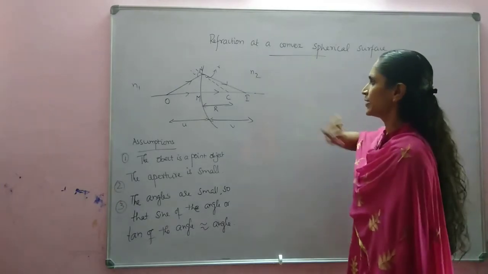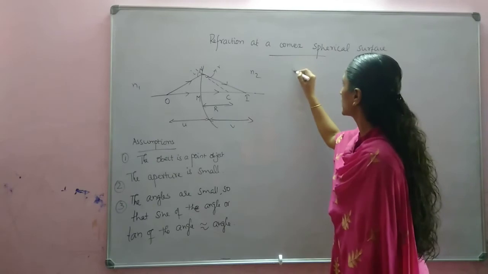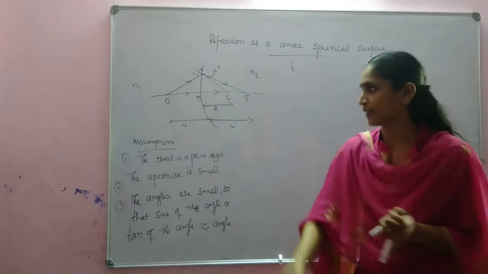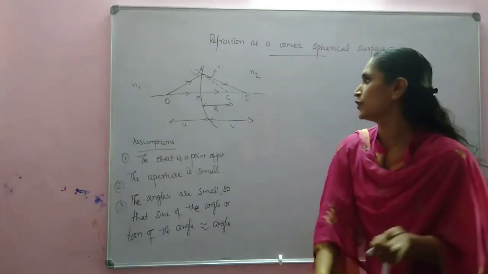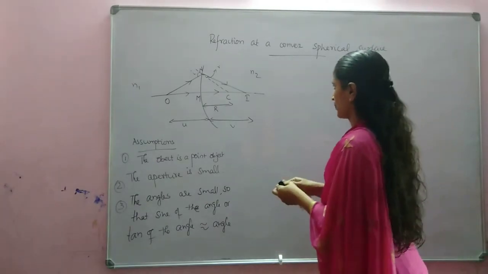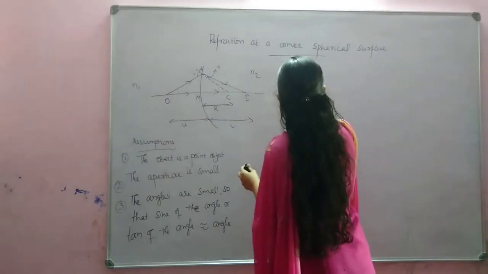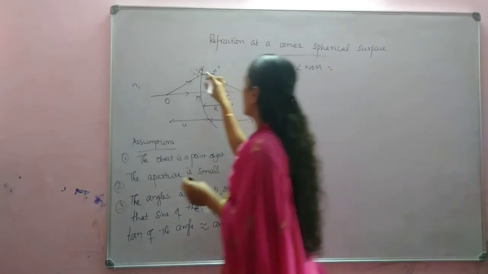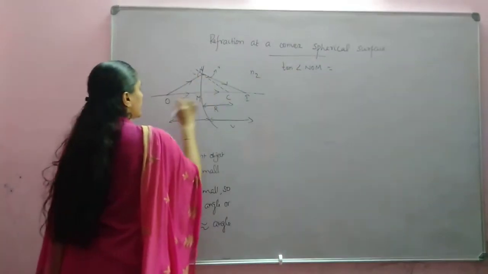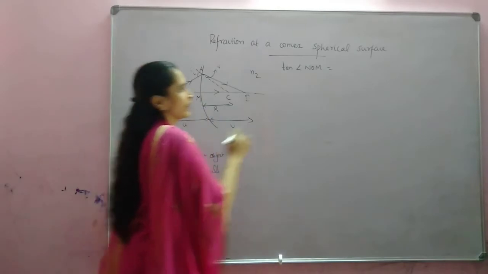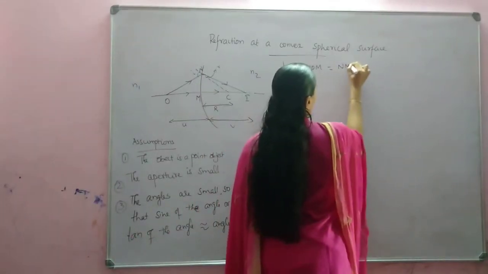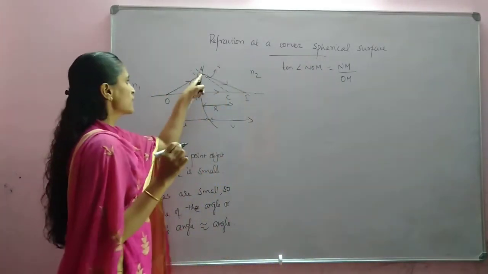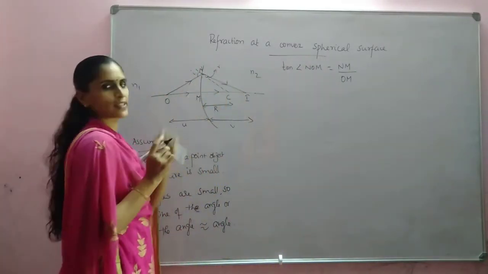To obtain that relation, first we consider the various angles. First we find tan NOM. Tan angle NOM can be written as NM by OM. Why are we doing so? Because we are assuming the aperture is very small, so the curved distance and straight line distance will be equal.